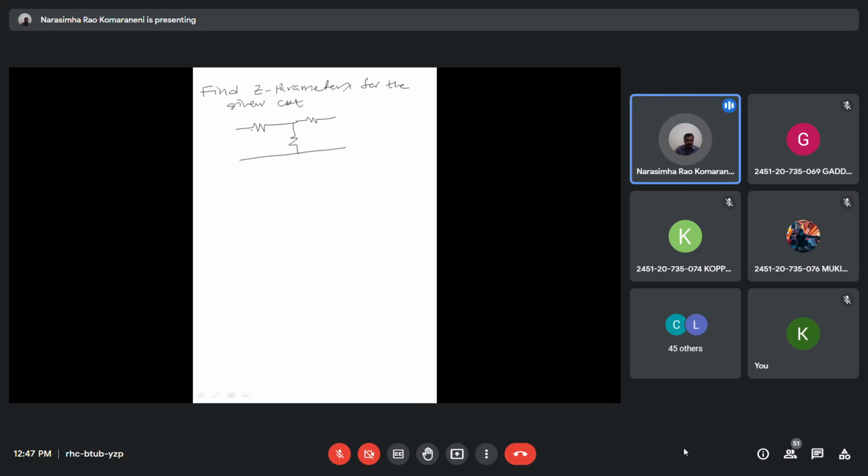So this is 20 ohms, this is 30 ohms, and this is 40 ohms. You find out the Z parameters. So what are those Z parameters? Can anybody answer? Z11 value, Z12 value, Z21 value, Z22 value. You need to find out all these values.